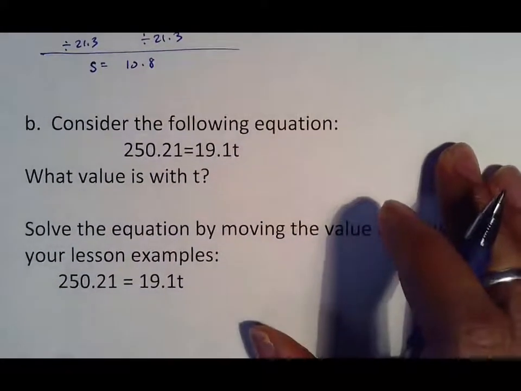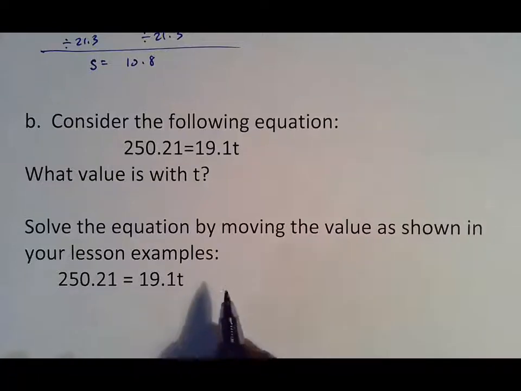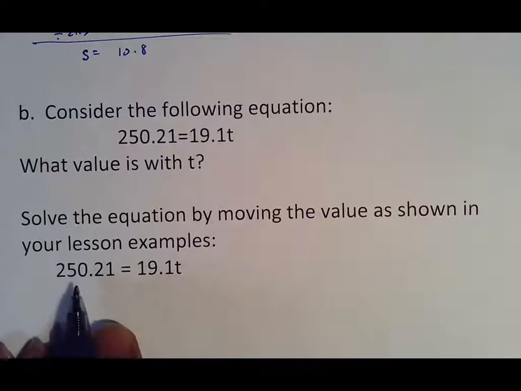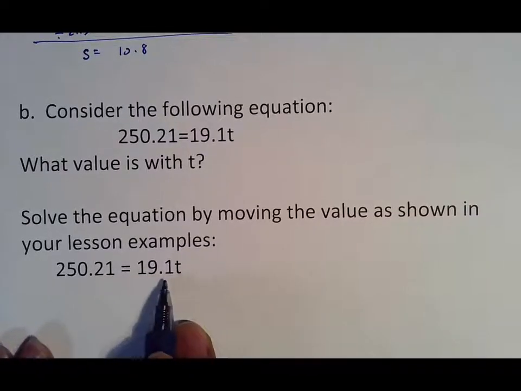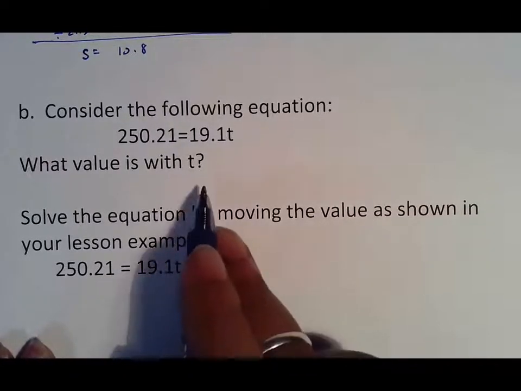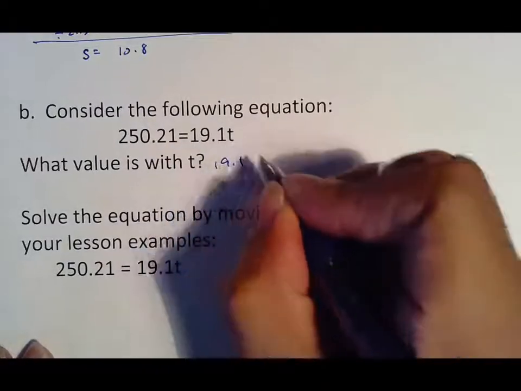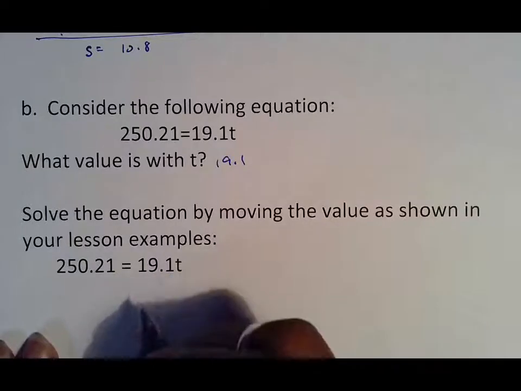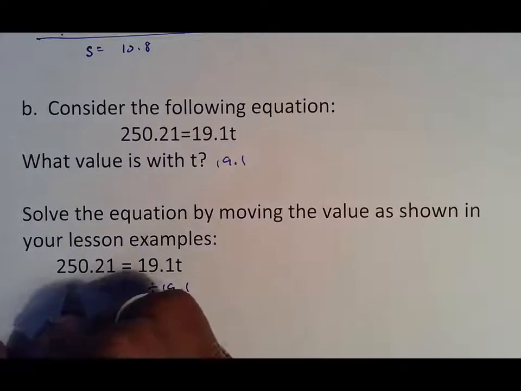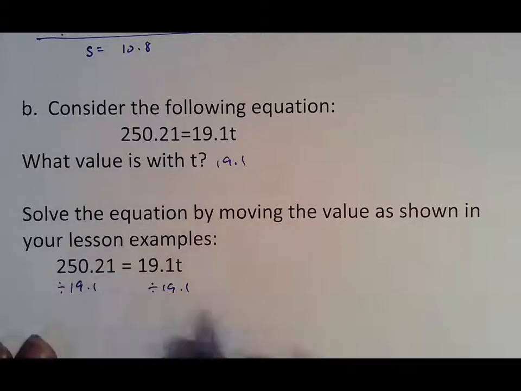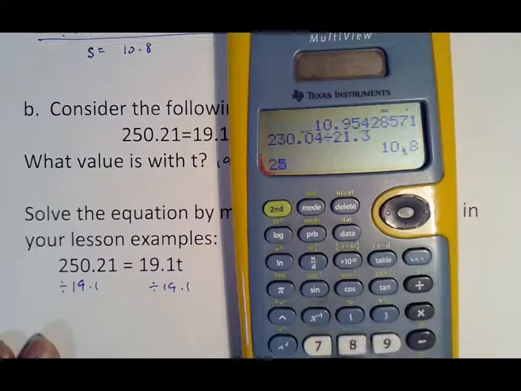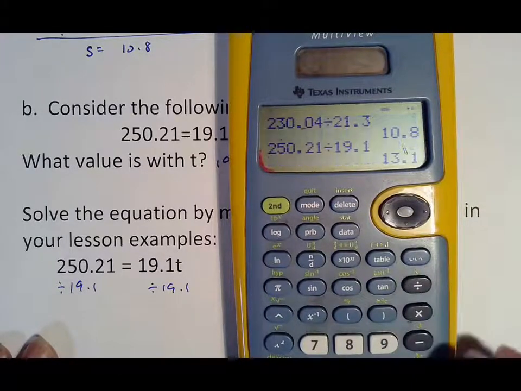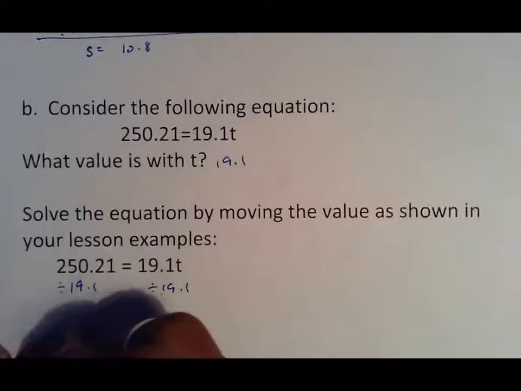Again, if you're looking at another one, 250.21 equals 19.1 t. When looking at this, the value with t is 19.1. It's a lot of stuff kind of mushed in here. And then if I want to move 19.1 as being multiplied, I just divide by 19.1. Divide by 19.1 and then type this in: 250.21 divided by 19.1, which is 13.1.